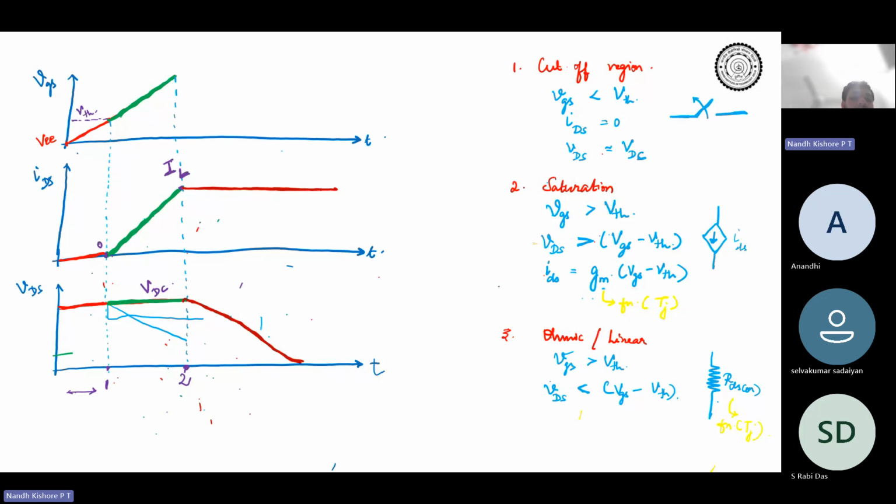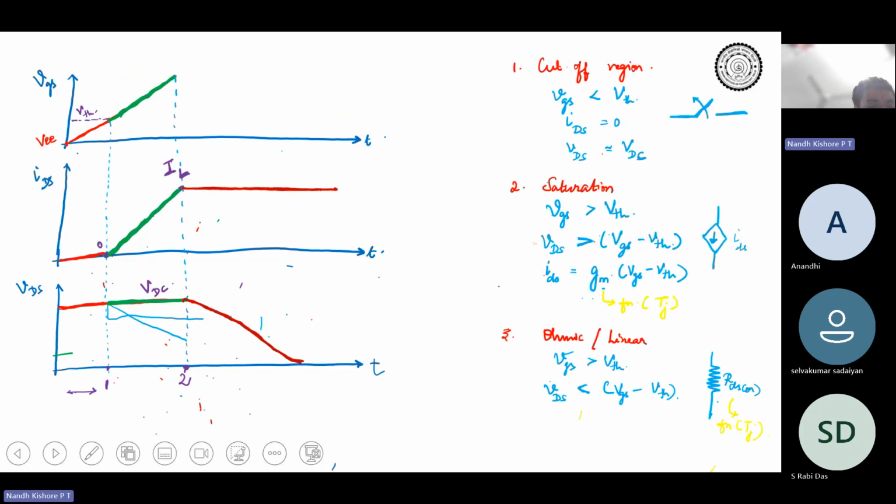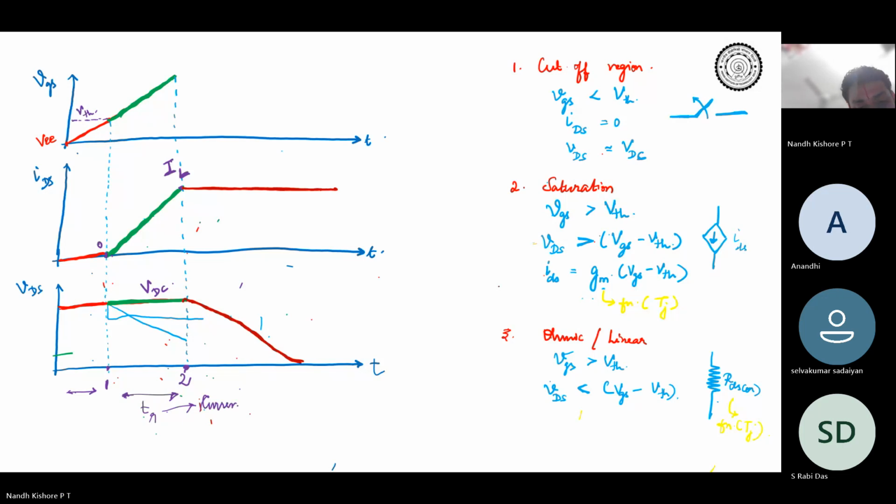Okay, we will come back to what happens after this later on, but we will come back to the numerical problem. The numerical problem is to find the current rise time and di/dt during turn on. They are asking us to find out what is T2 minus T1, that is this particular interval. This is known as TR, or current rise time. The current is rising from 0 to IL.